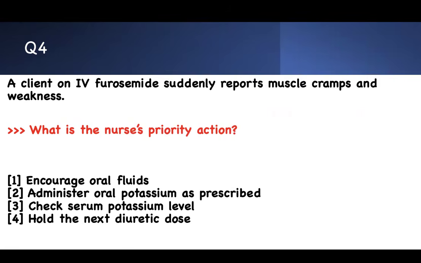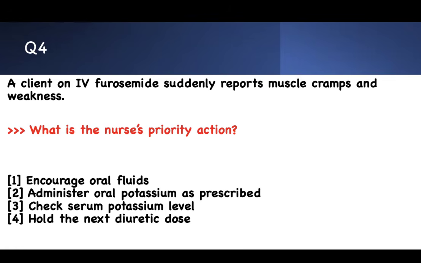What is the next priority action? You've got to be sharp. Breathing issue, electrolyte shock, sepsis, airway. But what is the problem? A client on IV furosemide suddenly reports muscle cramps and weakness. Buzzwords: muscle cramps and weakness. What is the next priority action? Encourage oral fluid intake, administer oral potassium as prescribed, check serum potassium level, or hold the next diuretic dose. This is a test-taking strategy. I want you to stop the video.